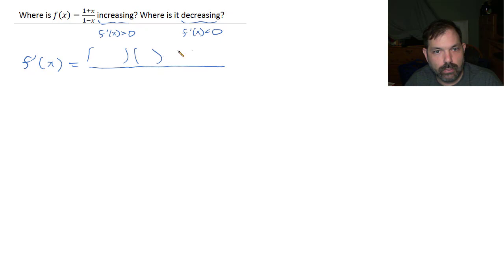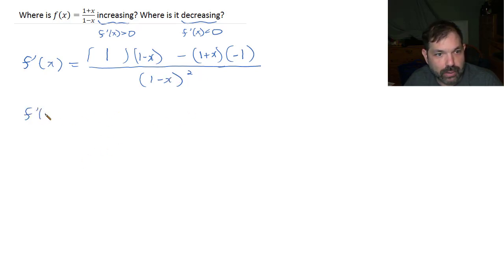So, differentiating the top, the derivative of 1 plus x is 1. Leave the bottom alone, 1 minus x. Subtract. Leave the top alone, 1 plus x. Differentiate the bottom. The derivative of 1 minus x is negative 1. And then I'd have (1 minus x) squared.